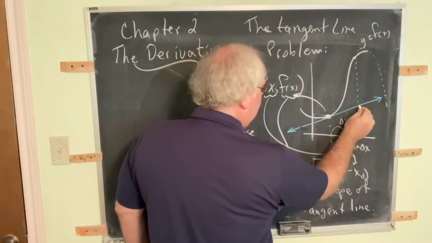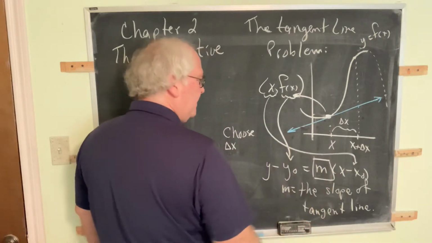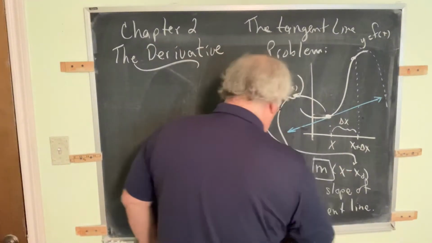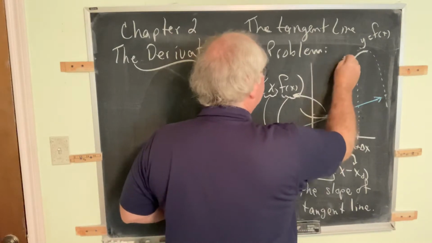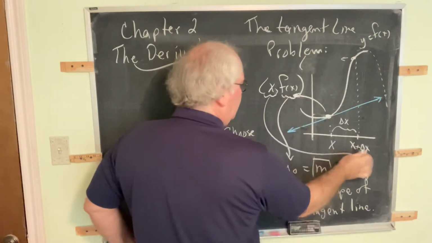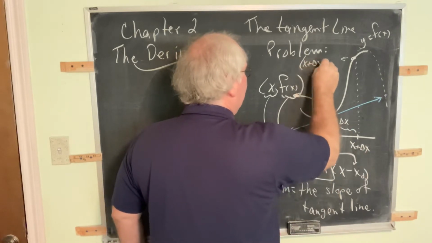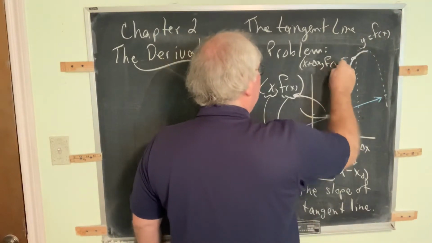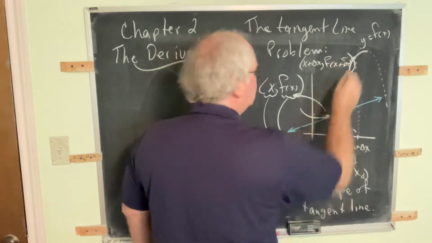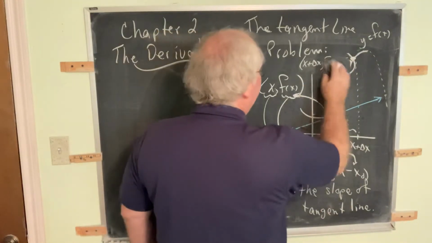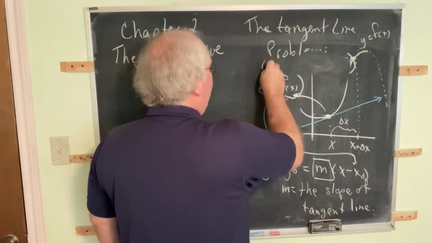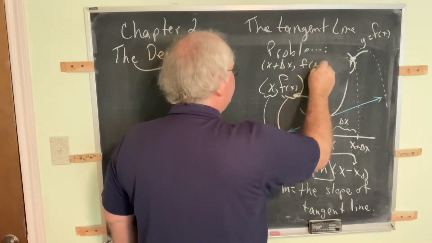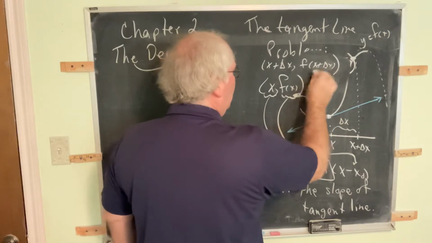Now, we cannot find this point because we don't yet know the equation of the blue line. But we can find this point. And what are those coordinates? The x value is x plus delta x, comma, and the y coordinate is f of x plus delta x. So those are the coordinates of that point. Let me write that better over here to the side. X plus delta x is the x coordinate. F of x plus delta x, that's the y coordinate.